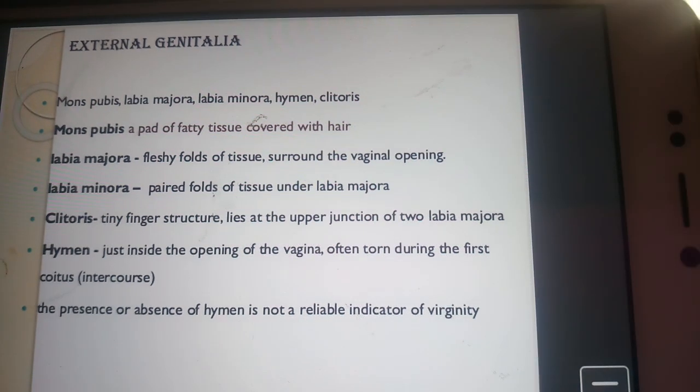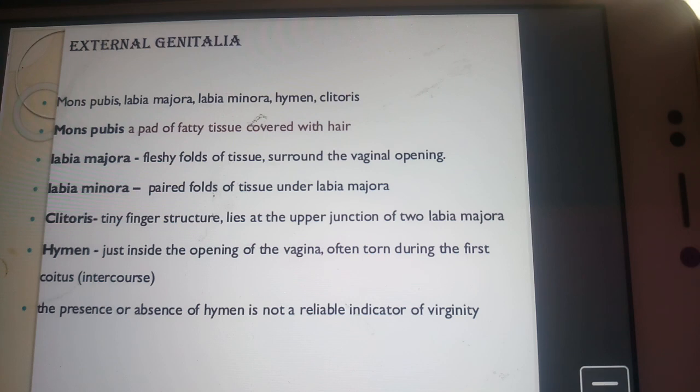The labia majora are the fleshy folds of tissue that surround the vaginal opening. Next is the labia minora. These are the paired folds of tissue under the labia majora. Next is the clitoris. It is a tiny finger-like structure that lies at the upper junction of the two labia majora. Next is the hymen. It is just inside the opening of the vagina, often torn during the first coitus or intercourse.